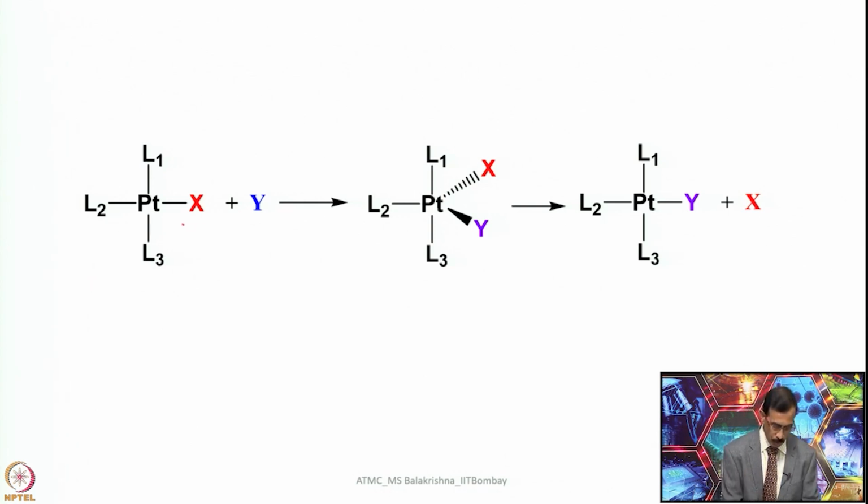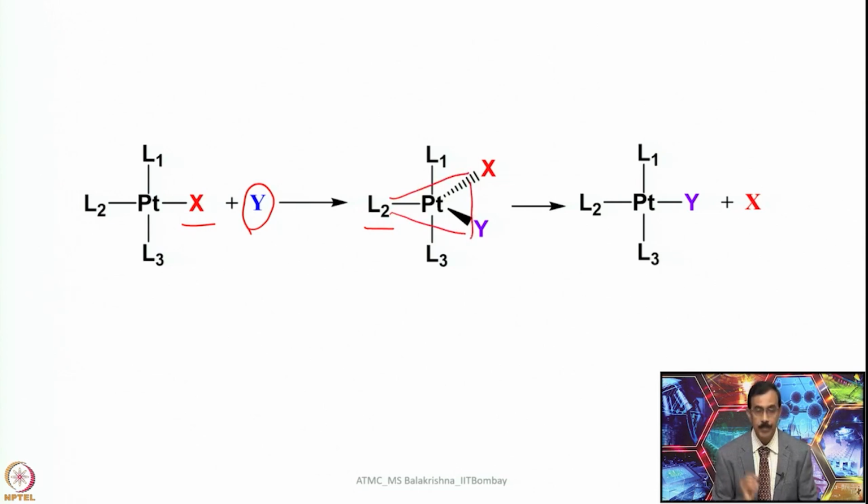In this one I have shown here X is the leaving group and Y is the entering group. In the intermediate, one of the ligands, the leaving group and the entering group will form this trigonal plane, and the other two become axial or apical. Once the elimination process is over, X leaves and it reverts back to a square planar complex. Depending upon the type of complexes we have, we can see geometric isomers.